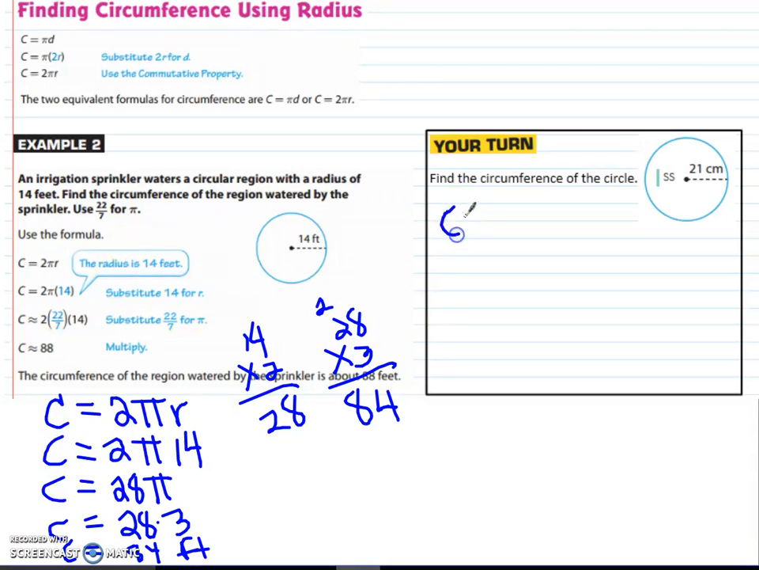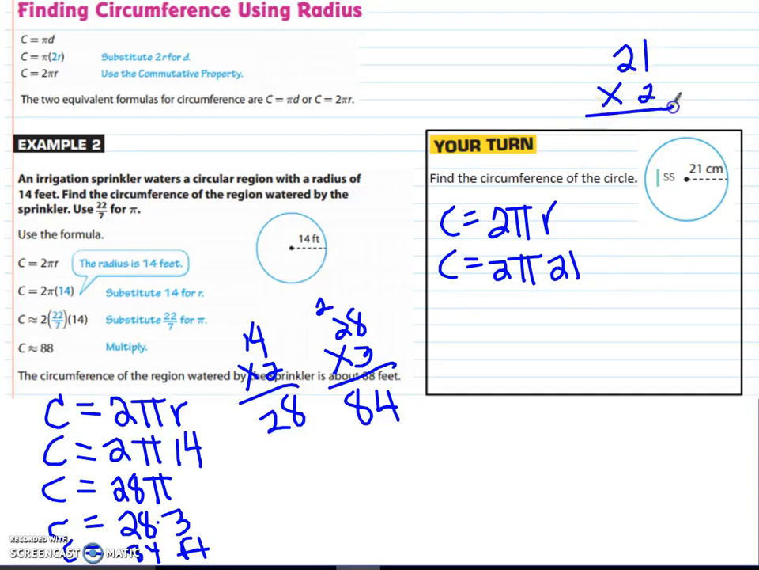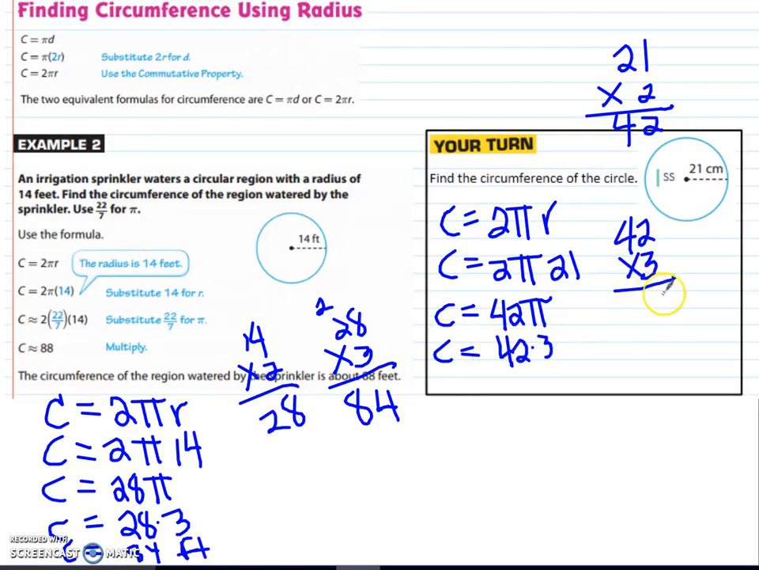Let's try another one. C equals 2 pi r. So we're doing 2 pi r because this is a radius. So an answer could be 2 times pi times 21. Another answer could be 21 times 2, which is 42 pi. Or another answer could be 42 times 3. So that would be 3 times 2 is 6, 3 times 4 is 12. We could have 126 centimeters. Okay, but that's approximating with 3.